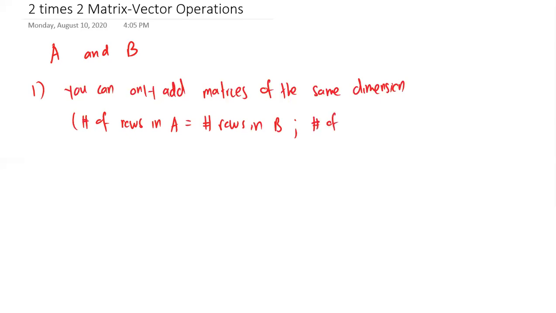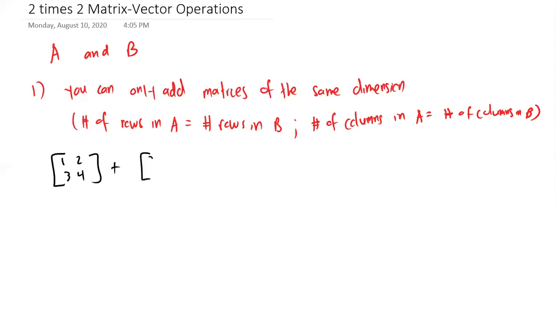The number of columns in A has to be equal to the number of columns in B. That's what it means for the matrices to have the same dimension. For example, we could add the matrices 1, 2, 3, 4 plus 2, 2, 1, 1. Notice that both of these matrices have 2 rows and 2 columns, so we can add them.